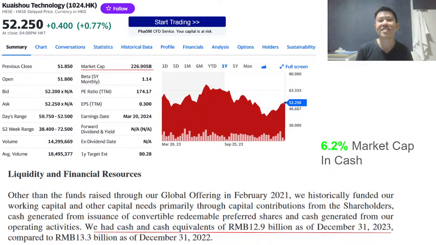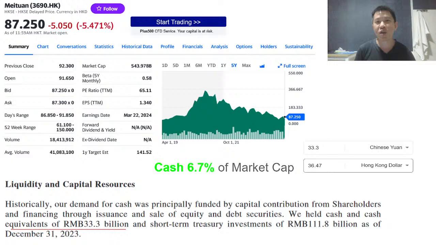Meituan is a location-based service. Do you understand the business model? Do you have conviction? If you don't understand the business model, you don't have conviction. You buy, then like today Meituan drops 5%, and you say, master, is Meituan going bankrupt? Should I cut loss or not?